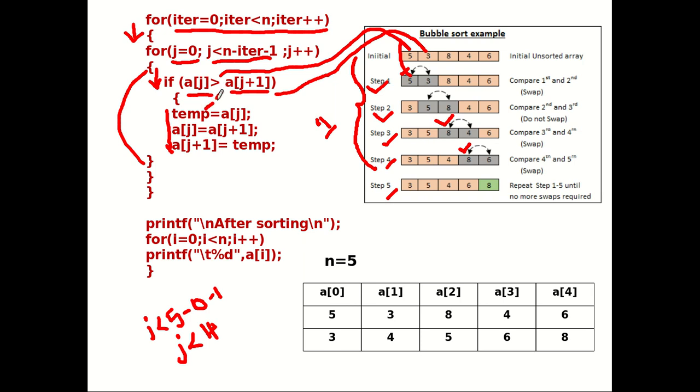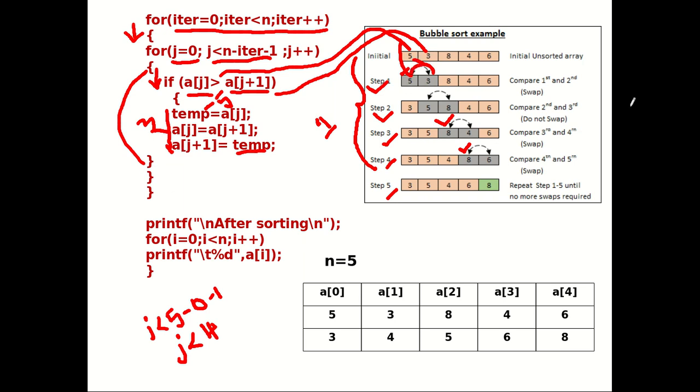So temp becomes 5, and next a of j becomes a of j plus 1, nothing but a of j becomes 3. Again we will copy the content of temp to j plus 1. So this value, the 5 is stored here and 3 is stored here.